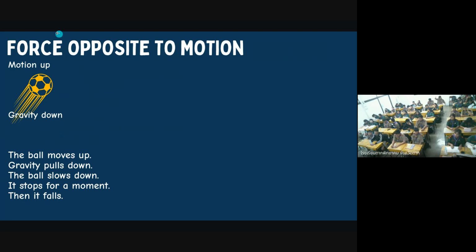Sometimes the force can be opposite to the motion. When this happens, for example, when we throw something up in the air, the ball will keep moving up at first, but gravity will start pulling it down. The ball will slow down, it will stop for a moment, and then it will start falling down. That's what happens when force and motion are in opposite directions.